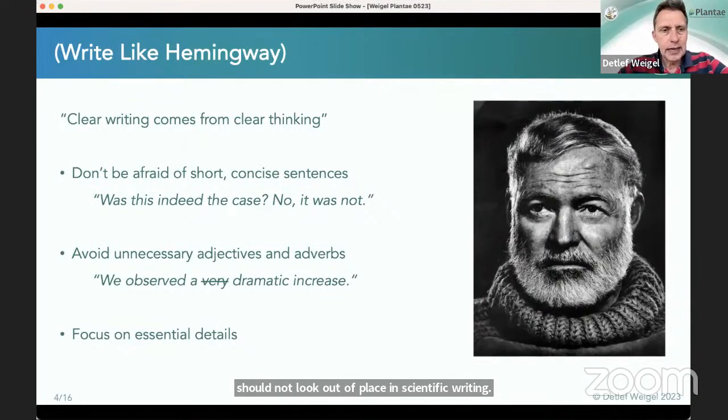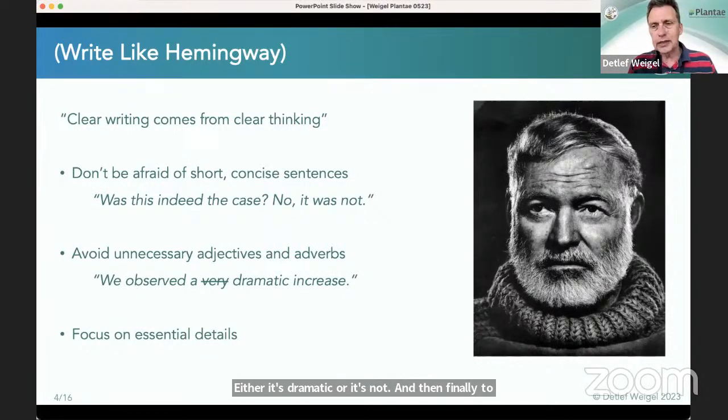Along these lines is to avoid unnecessary embellishments, unnecessary adjectives and adverbs. A typical thing: we observed a dramatic increase. Dramatic is already dramatic, so you don't have to say that it's very dramatic. Either it's dramatic or it's not. And then finally, to really focus on the essential details.